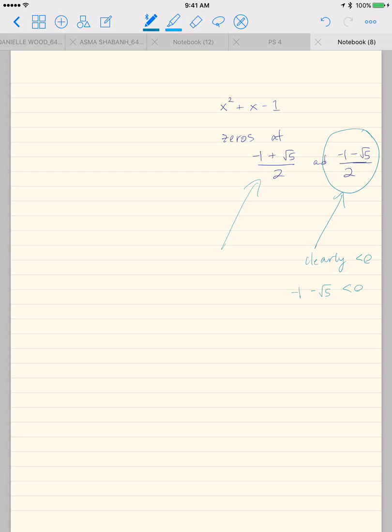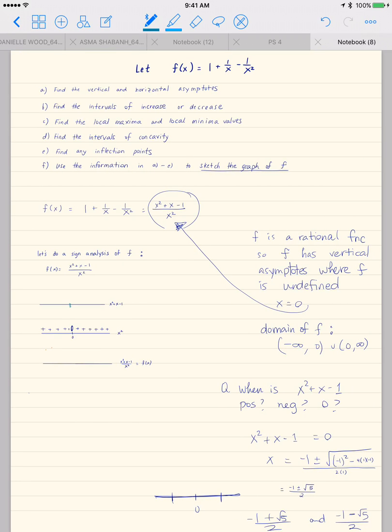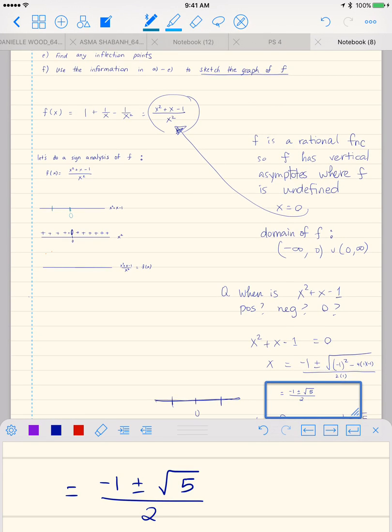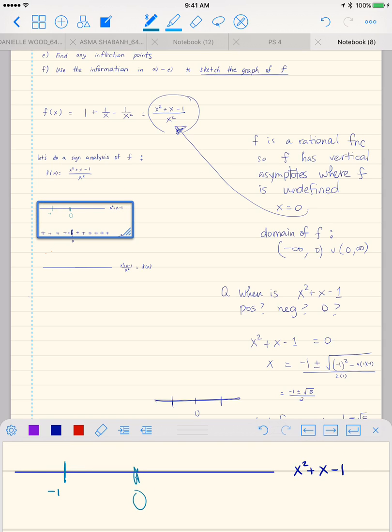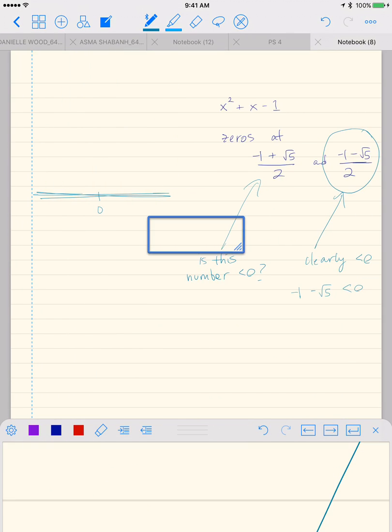My question now is this: is this number less than 0 or greater than 0? Because if I'm trying to draw my number line, I know I've got 0 here, and over here I've got some negative number. So I can go ahead and put in my negative 1 minus square root 5 over 2. But I need to know where to put negative 1 plus square root of 5. Does it go right here? Does it go right here? Does it go over here? I've got to figure that out.